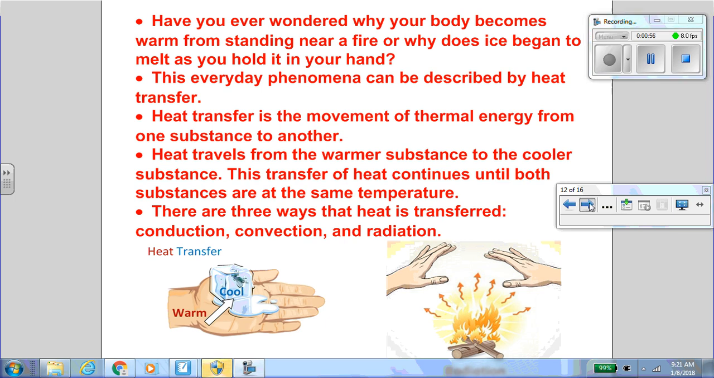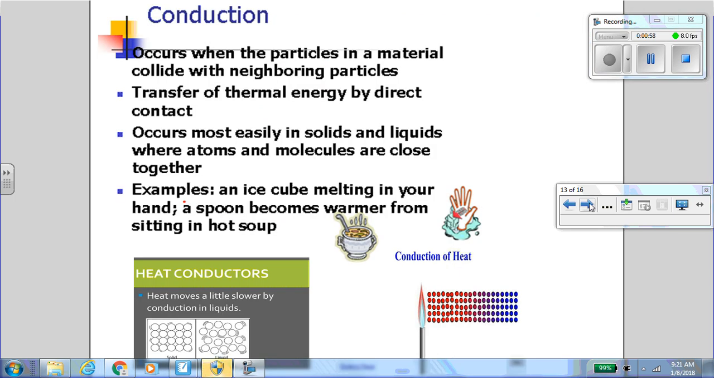Let's first talk about conduction. Conduction occurs when the particles in a neighboring material collide with each other. In other words, conduction occurs whenever objects are in direct contact.